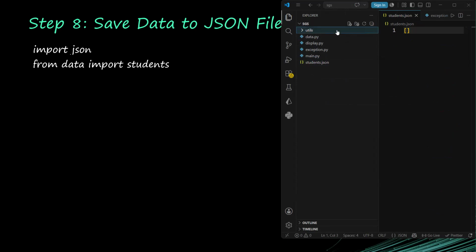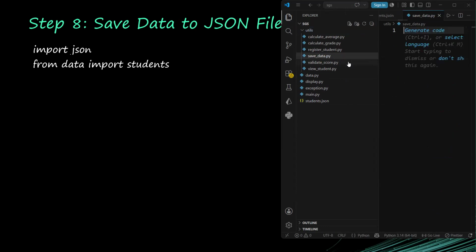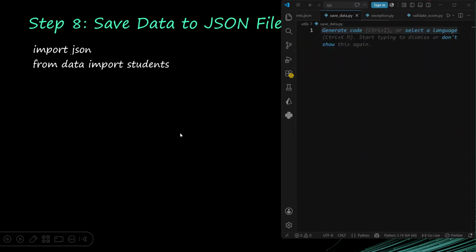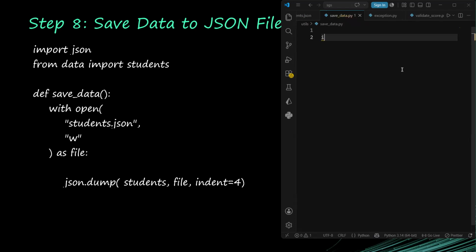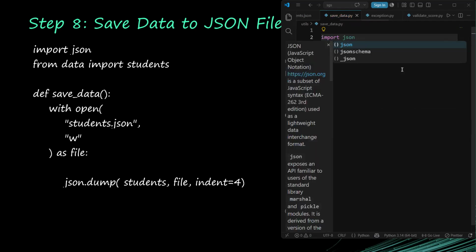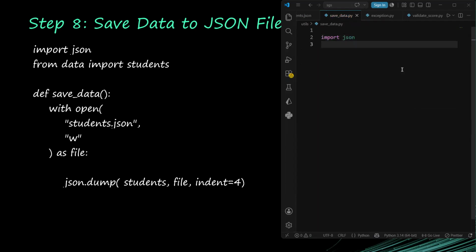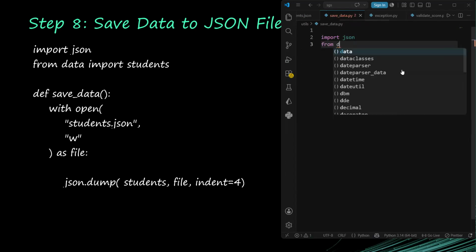So I will still go to the utils folder. I will create a save underscore data.py. Okay, so this is what we are going to have. We have not talked about files, but in the next chapter, that's what we'll be discussing. So I'm going to import JSON. Even if you don't understand what it is doing, no problem. That is not what we are teaching in this class, but it is a module that helps us to work with JSON.